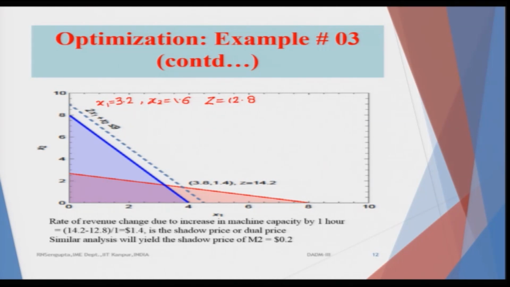Now, if there is a 1 hour change in the machine capacity, what change are we expecting? The value which you had initially was 12.8. The value after a 1 hour change in capacity would be 14.2. So the increase for 1 unit change is 1.4. We are adding 1.4 due to a capacity change of 1 hour. That means the capacity is increasing from 8 to 9.